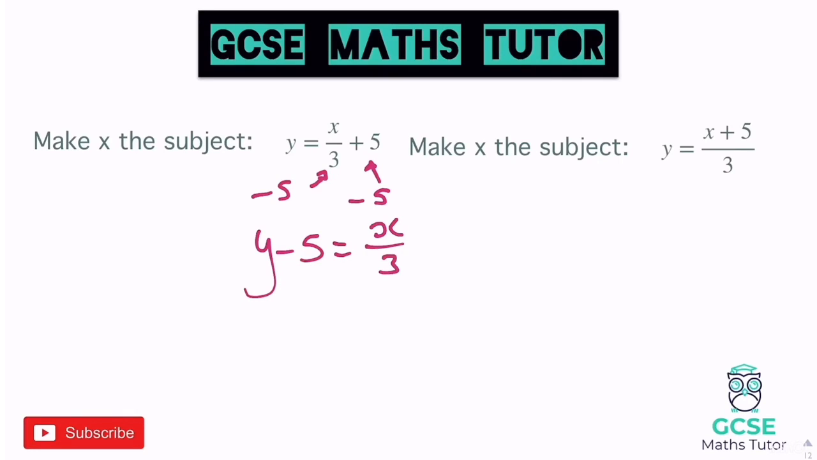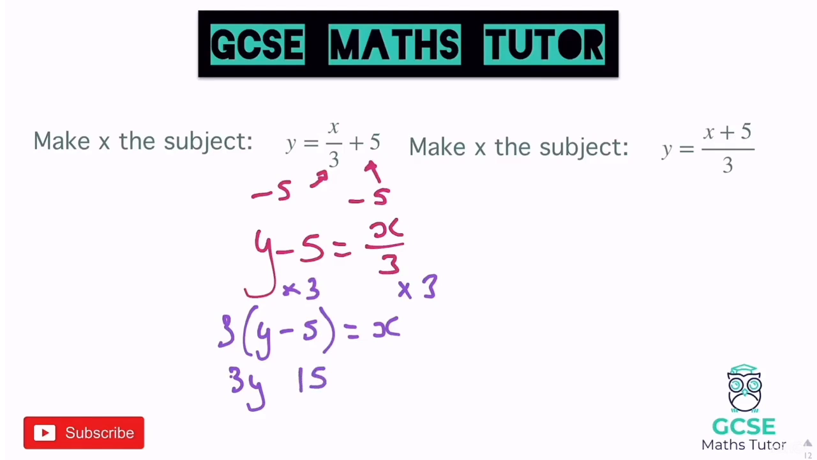If we take away 5 from both sides, we get y minus 5 equals x over 3, or x divided by 3. So to reverse a divide by 3, we're going to have to times by 3. So if I multiply both sides by 3, we'll get 3 lots of, and I'll put it in a bracket now, 3 lots of y minus 5 equals x. We could leave it like that, or we could expand this. We could say 3 lots of y is 3y, 3 lots of 5 is 15, copy the symbol, and then put in our x.